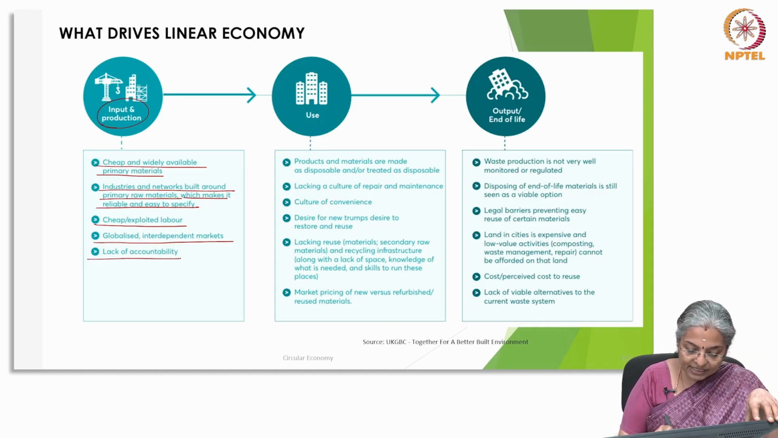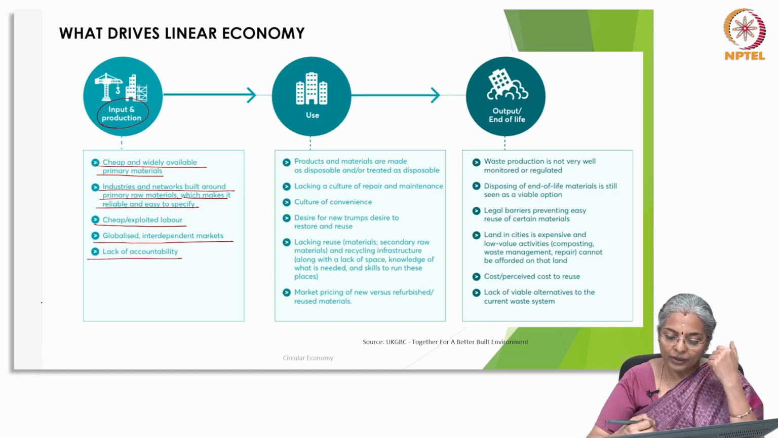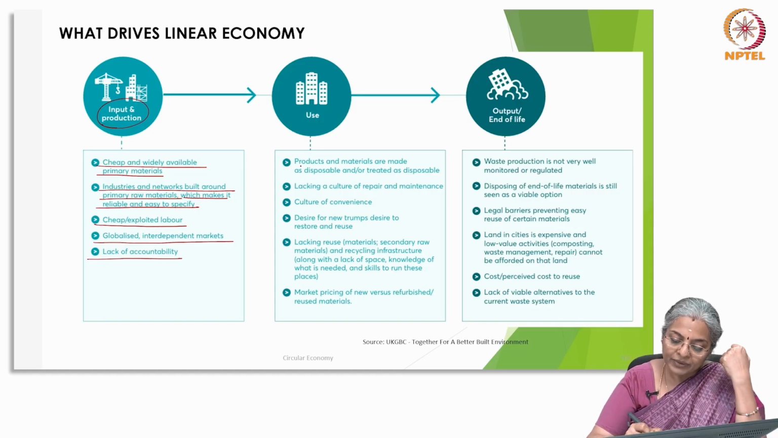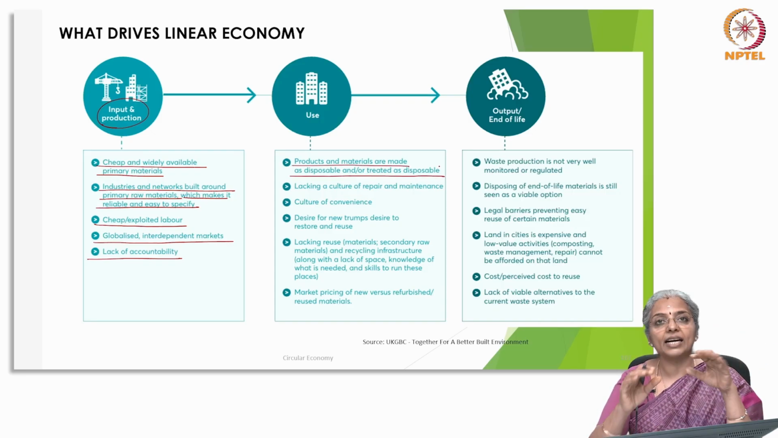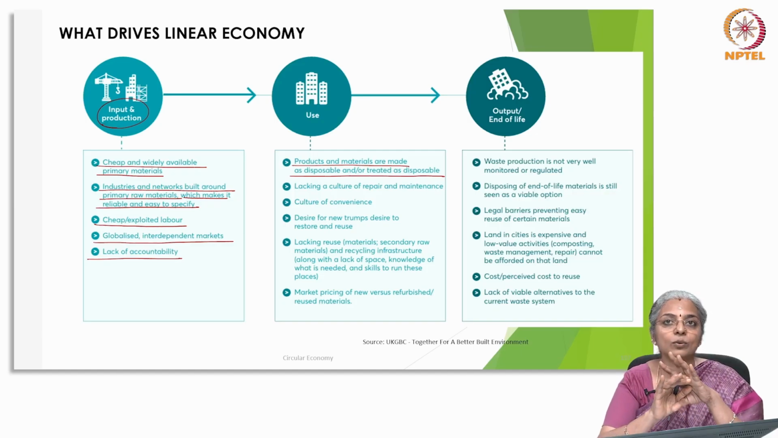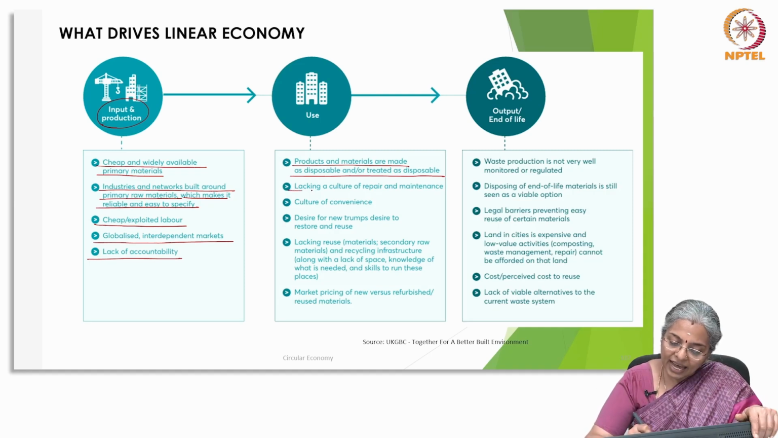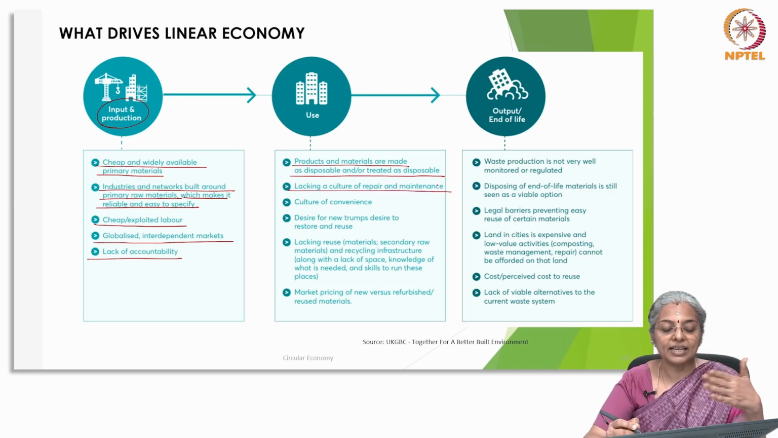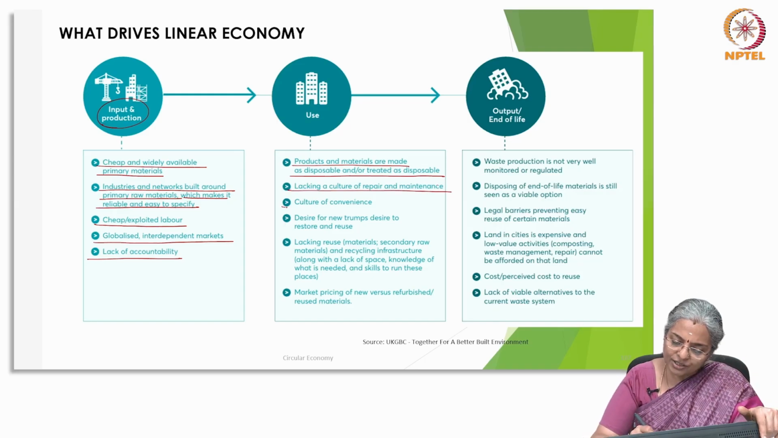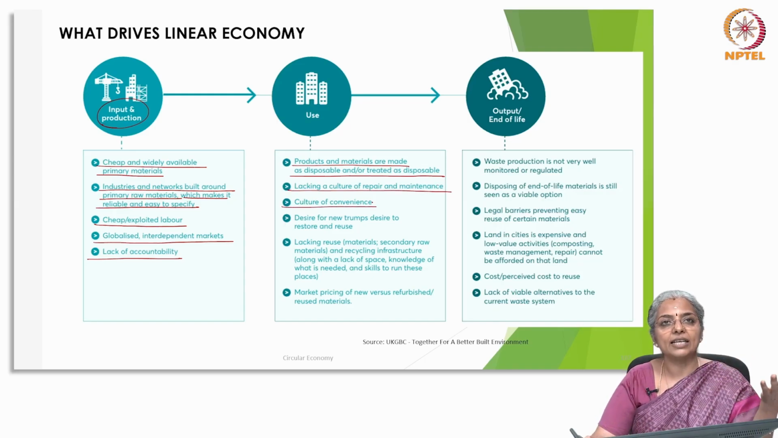and it lacks accountability. If we look at the use in linear economy, the products and materials are made as disposable and treated as disposable. You take, use and throw it. That's it. After the use, there is no question of reuse, recycle, reconsideration, nothing. There is a lack of culture of repair and maintenance in the linear economy, and it is also considered a culture of convenience because you don't have to think anything when you use a product. You use a product and throw it.